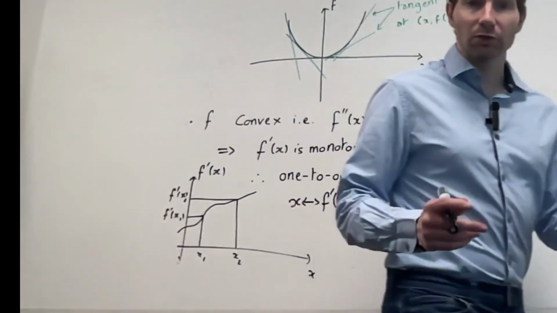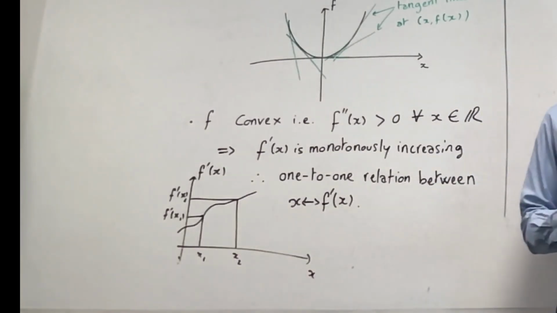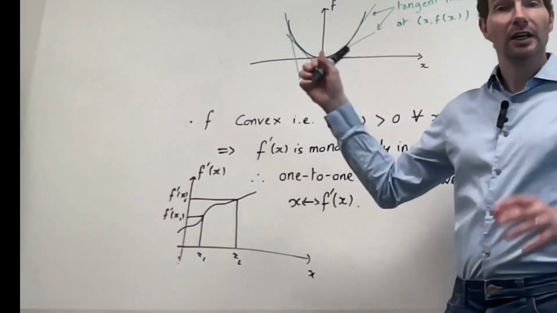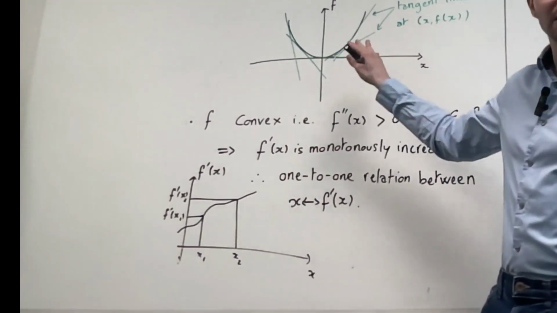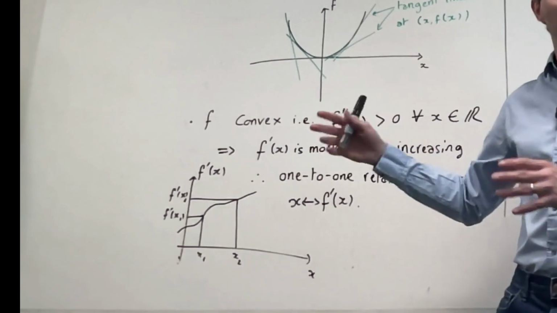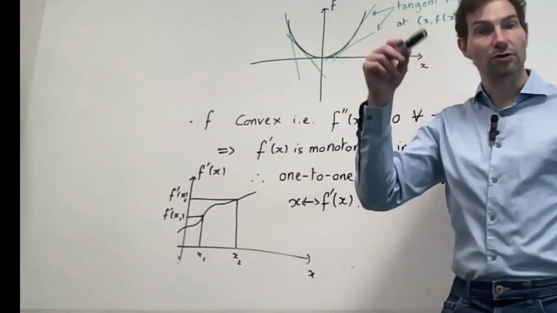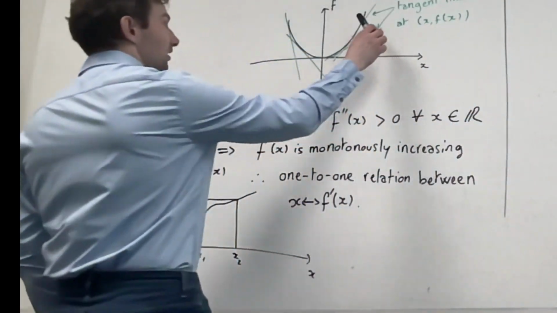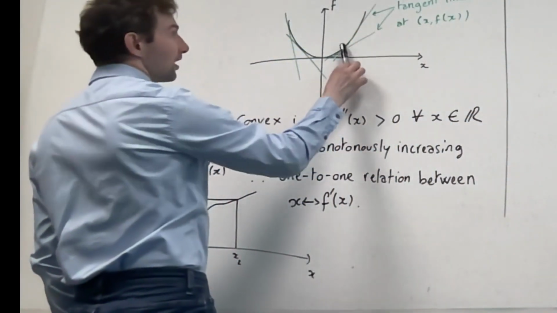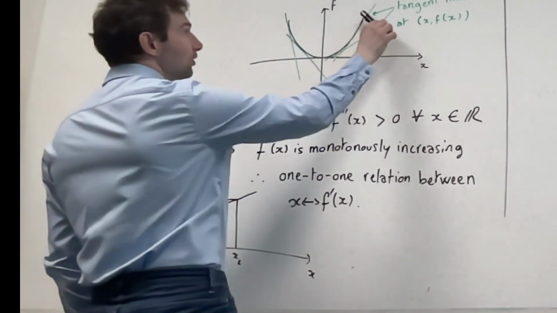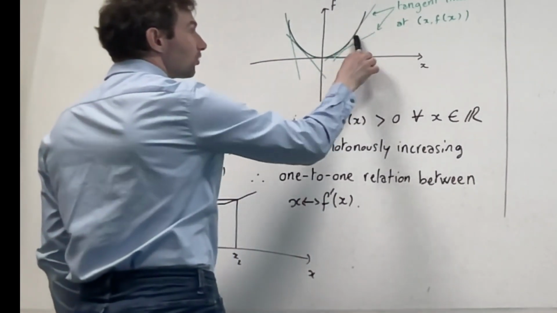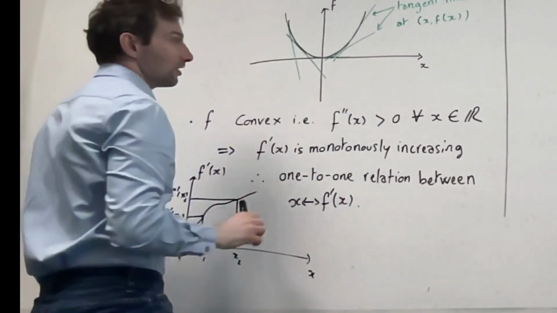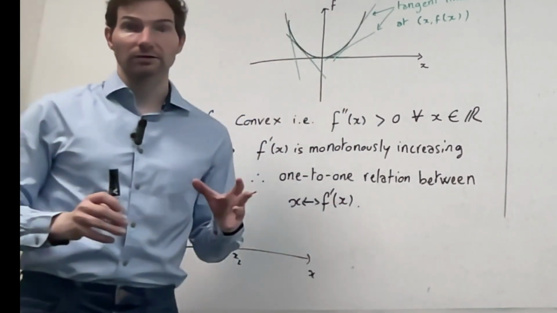Now, why is it that we care about this one-to-one relationship? Well, this is represented on this diagram here. I've drawn some tangent lines to the curve, to the graph of f of x. On the right-hand side, I've drawn two tangent lines. I've messed up here, but you need to imagine a tangent line here, another one there, and I've done the same on the left-hand side of the curve.